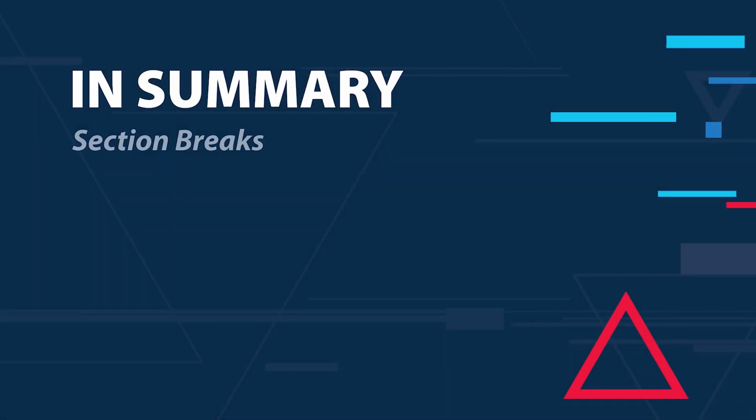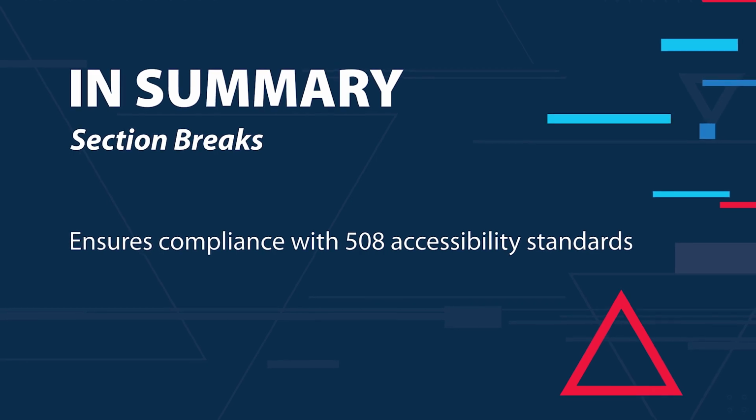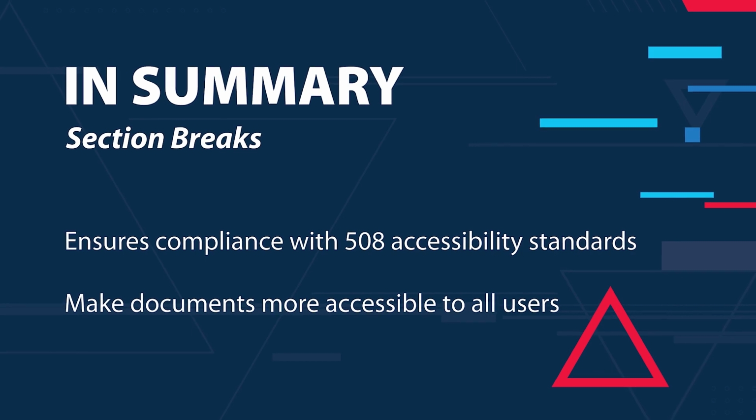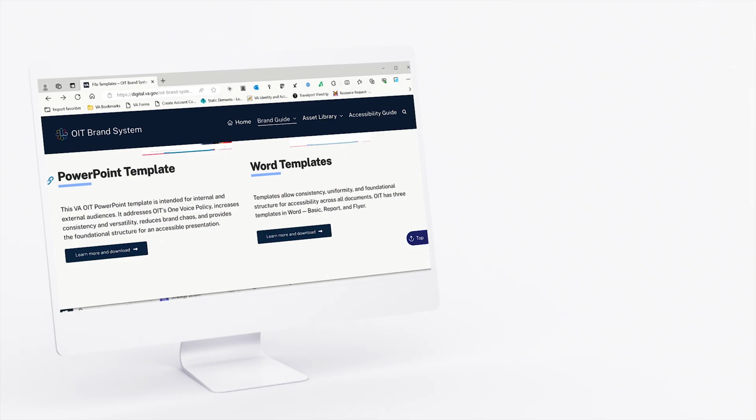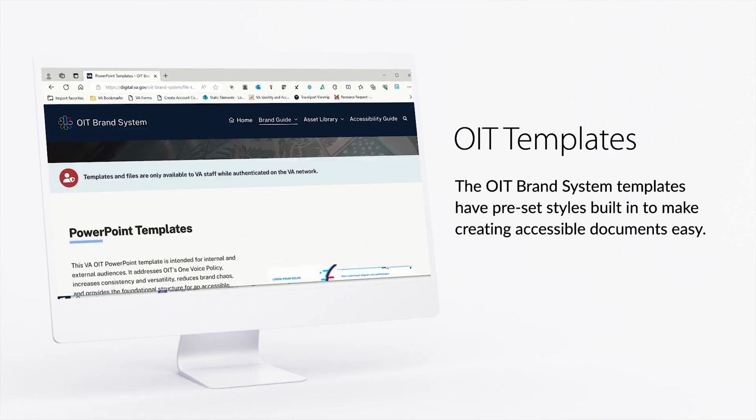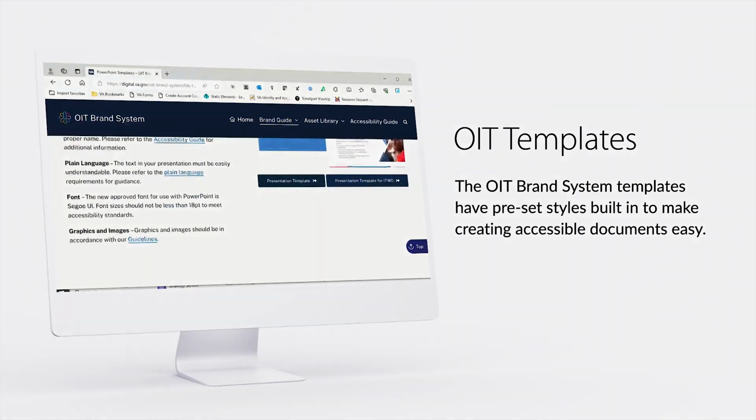In summary, using section breaks and preset styles can help ensure compliance with 508 accessibility standards and make documents more accessible to all users. The OIT brand system templates have preset styles built in to make creating accessible documents easy.